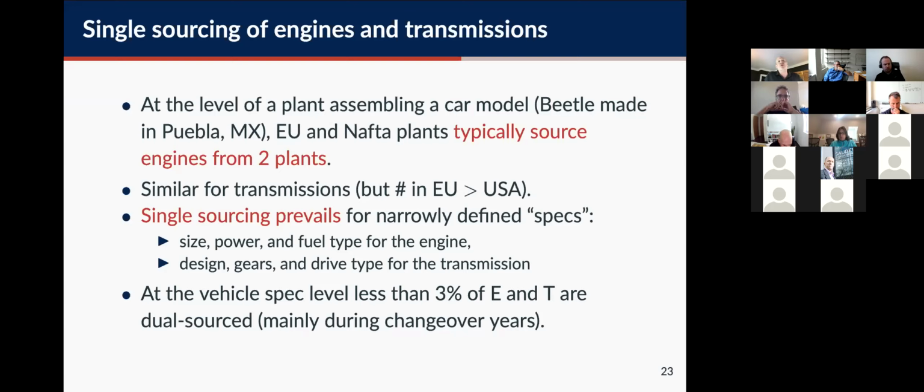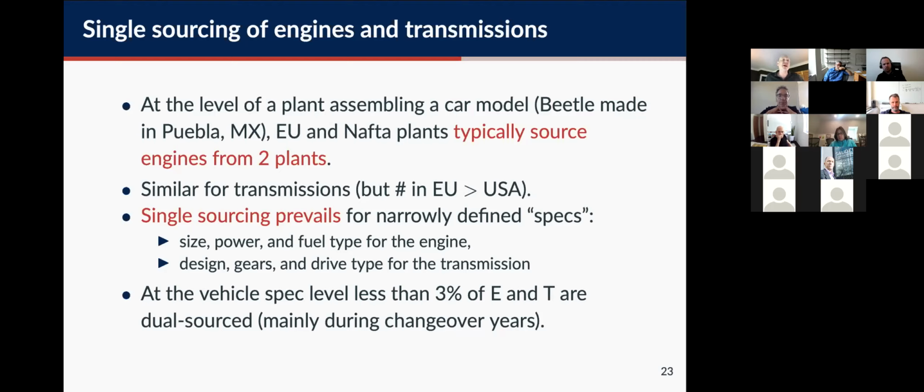If we take it down to the model specific and we ask for the Beetle, how many plants are sending engines, how many plants are sending transmissions, we would still see some multi-sourcing. But when we go to the level of detail that's relevant, and we have this, which is to say, if it's a Beetle that has a gas engine and a manual transmission, where do you get your manual transmission from? Where do you get your engine from? It's almost exclusively single sourcing.